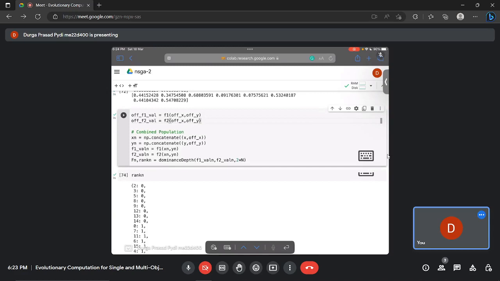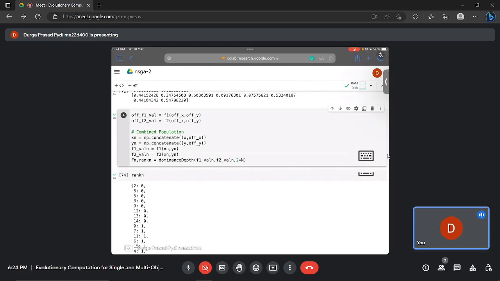Now, what are of x and of y? Of x and of y are basically the offsprings after your crossover and mutation operators. So you combine both populations. The combine is essentially a concatenate. You join both the parent solutions as well as your children, the offsprings. Once you combine them, you now have 2n members.